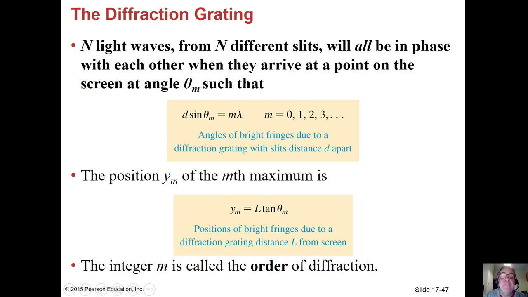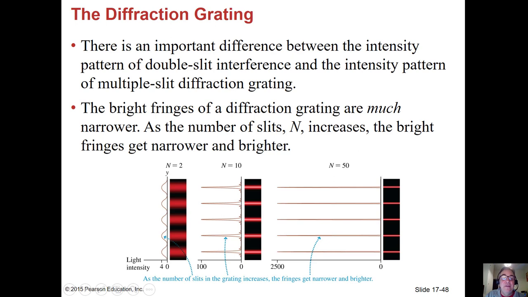Anyway, if you use this formula, you'll get the angle for the bright spots. And then this part comes from just the trig, just like we did before. So these different locations, L times the tangent of theta. And then m again is called the order of the diffraction. It's just an index again.